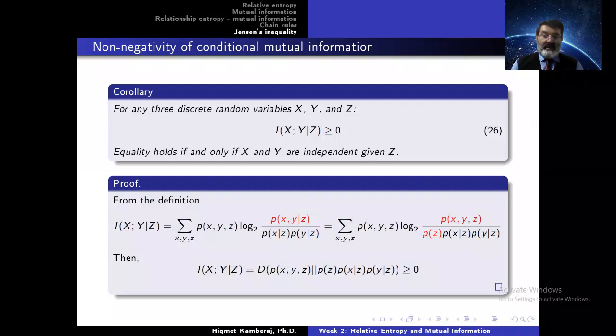Now you could notice that the last one is the relative entropy between p of x, y, and z, and this product p of z, p of x given z, p of y given z. However, based on the previous theorems, this is non-negative, and this implies that also the conditional mutual information is non-negative.